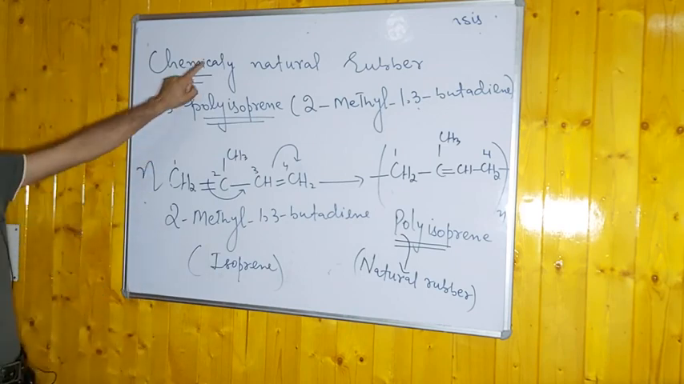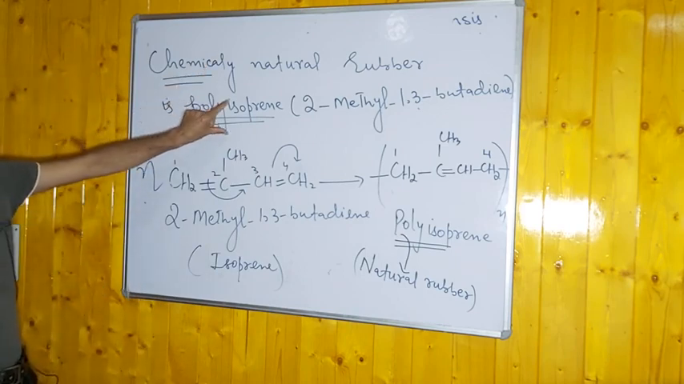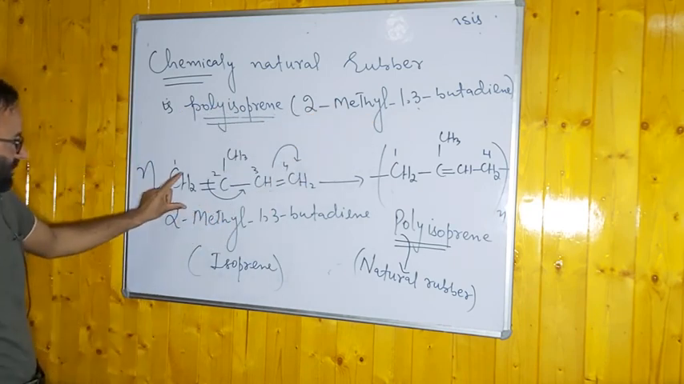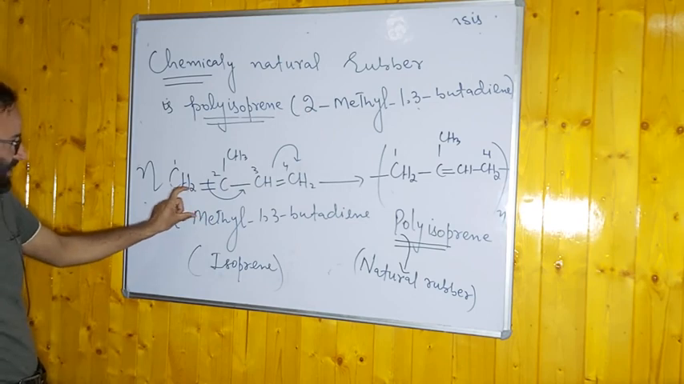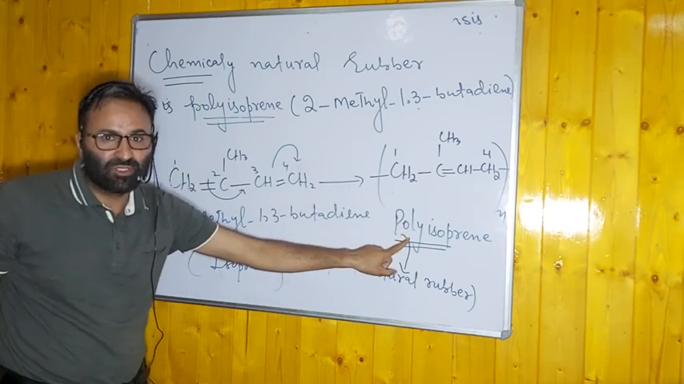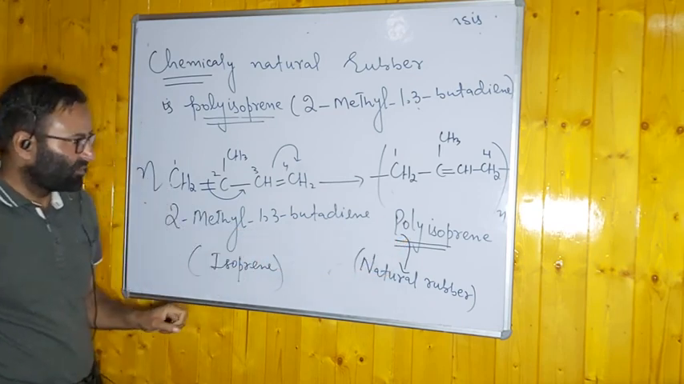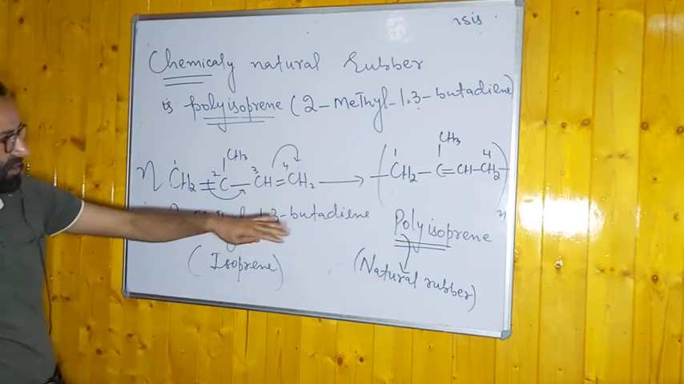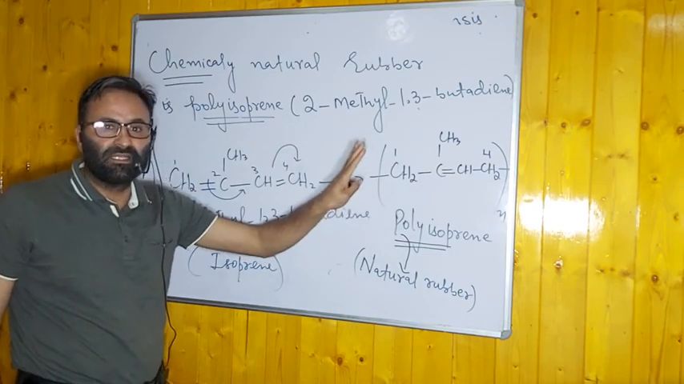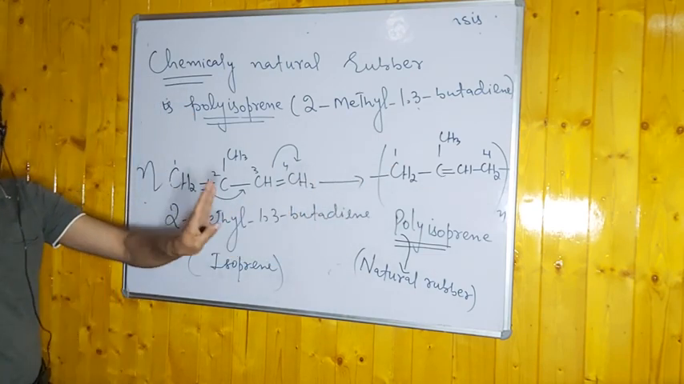You have to mention this one. Chemically natural rubber is polyisoprene. What is isoprene? 2-methyl-1,3-butadiene. Here I showed you 2-methyl-1,3-butadiene. When it undergoes polymerization, you get polyisoprene. Which carbon atoms are involved in the bond formation? Carbon 1 and carbon 4. Hence, it is a linear 1,4 addition polymer.